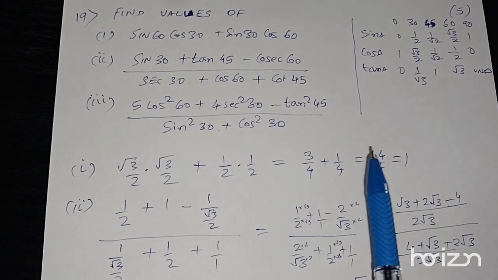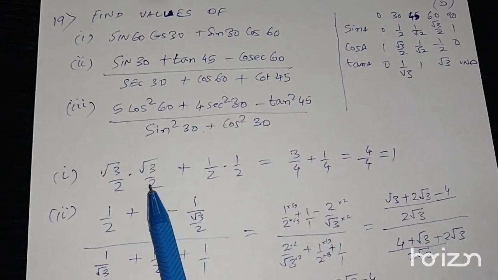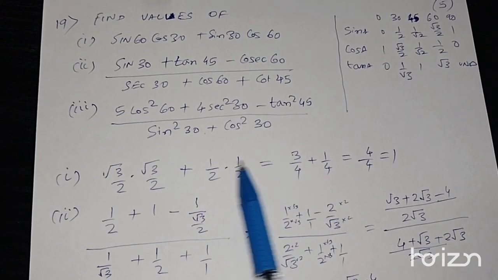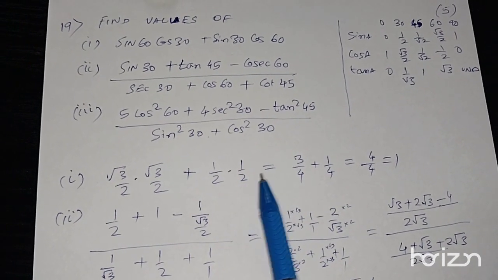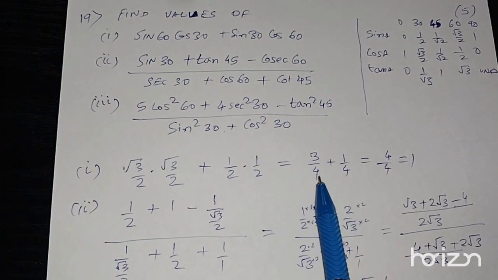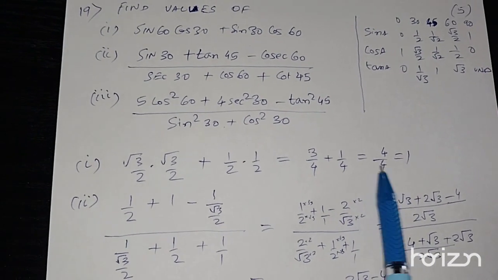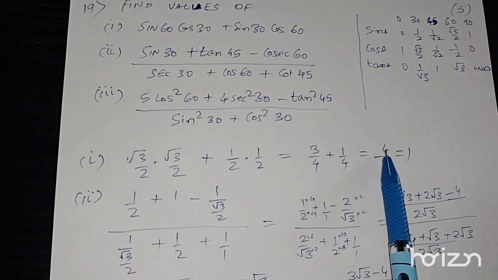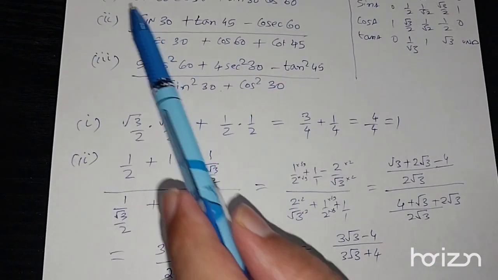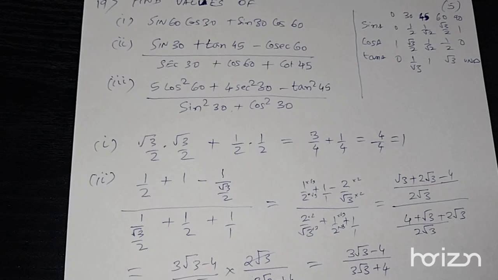Numerator root 3 into root 3 will give you 3. Okay. Denominator 2 into 2 will give you 4. Similarly here numerator 1 into 1 will give you 1 and denominator you will get 4. Now 4 and 4 are in the denominator, so no problems. LCM need not be taken. It is 4 and 3 plus 1 is 4. 4 by 4 is 1. So the answer for subproblem 1 is 1.